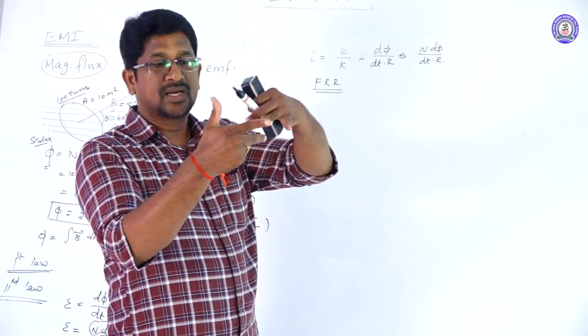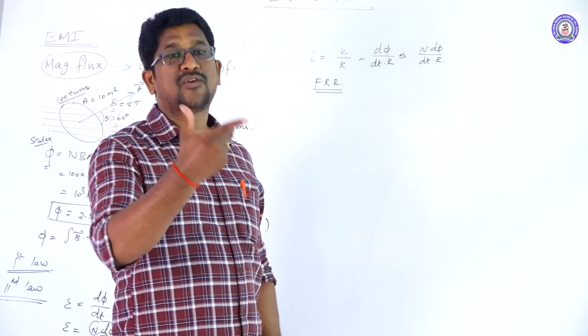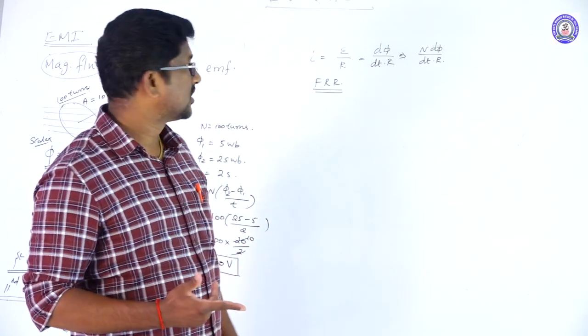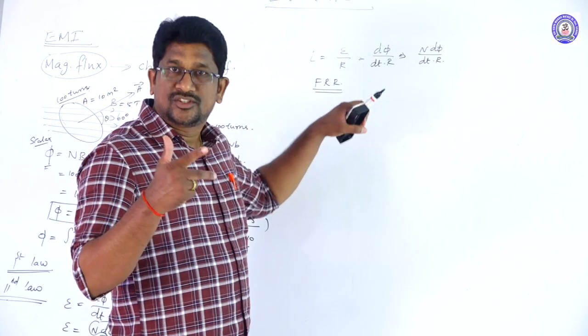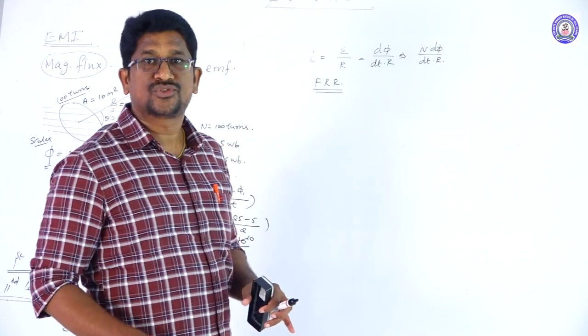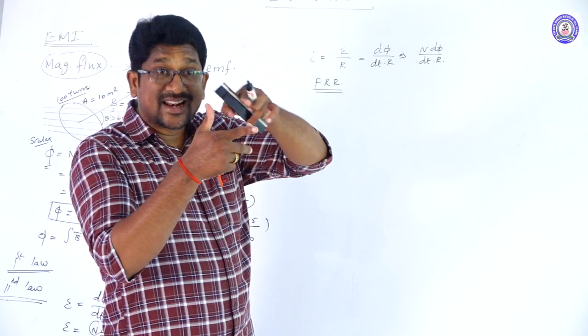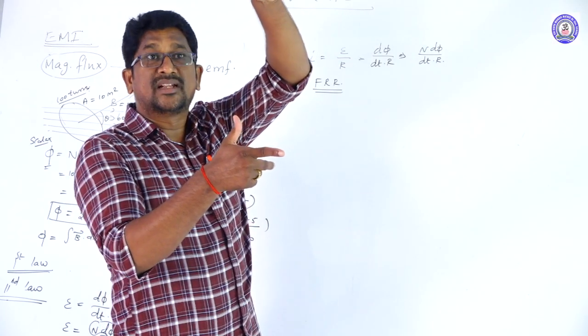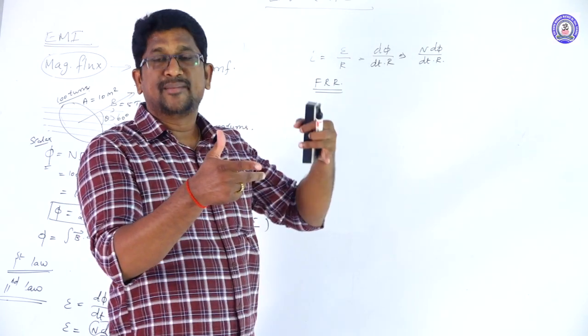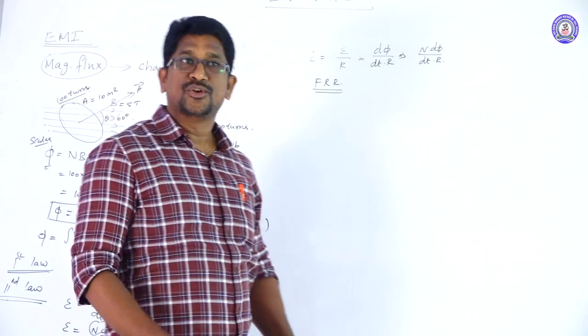And third finger, middle finger. The middle finger represents the direction of induced current. So Fleming's right hand rule is used to find the direction of induced current. The forefinger represents the direction of magnetic field, the thumb represents the direction of motion of the conductor, and the middle finger represents the direction of induced current.